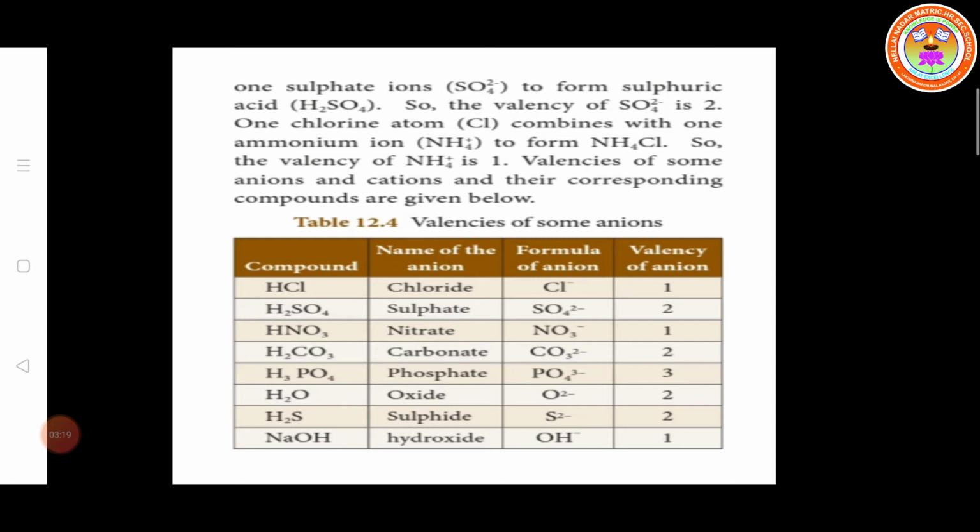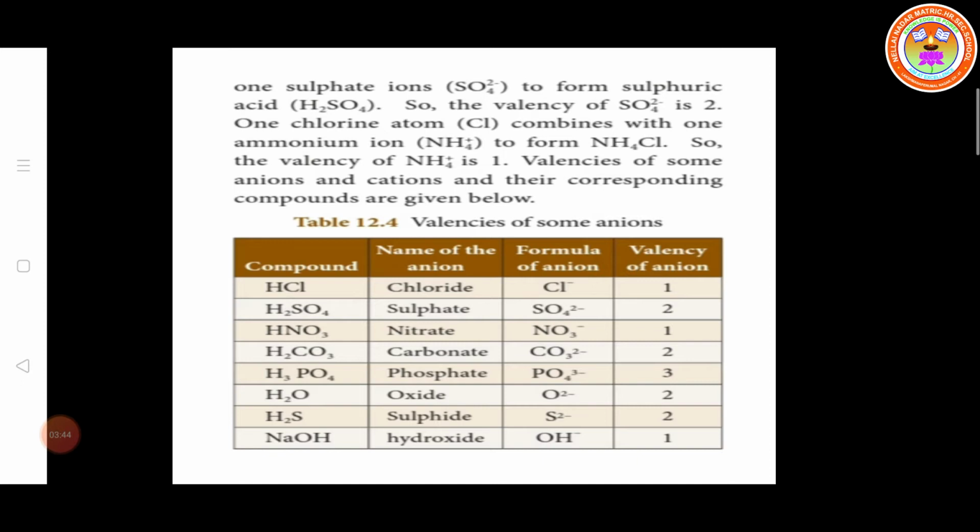One chlorine atom combines with one ammonium ion. One chlorine has one negative charge and one ammonium ion has one positive charge. So both combine to give NH4Cl. The valency of NH4+ is 1 and the valency of Cl- is 1. The valency of some anions and cations and their corresponding compounds are given below in a tabular column.